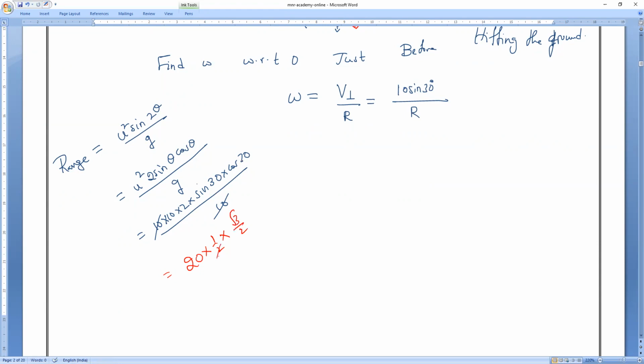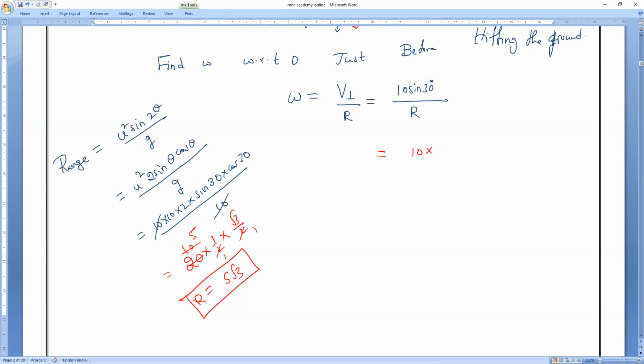Next, so what will happen? 2 ones are 2, 2 tens are 20. Next, same way here, 2 ones are 2, 2 5s are 10. So what is the answer? R value, everybody? 5 root 3 meter.